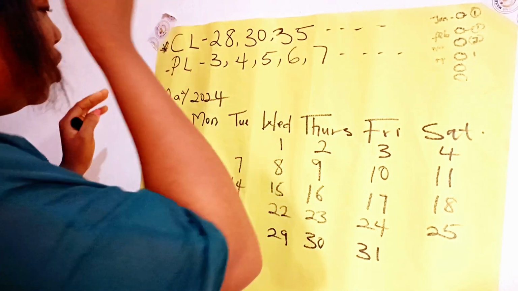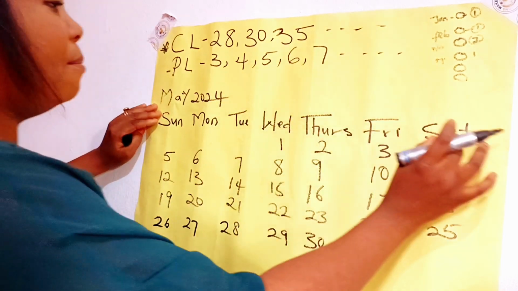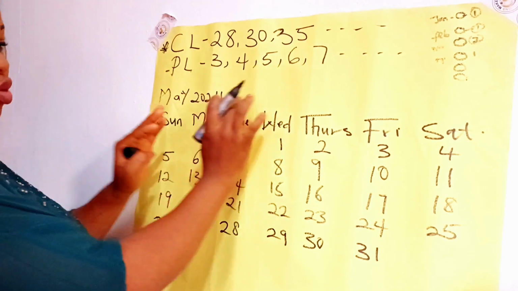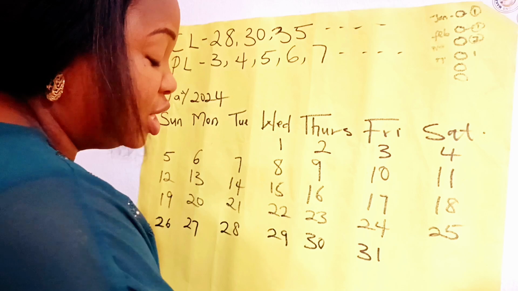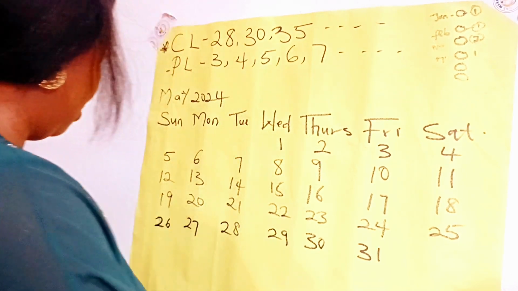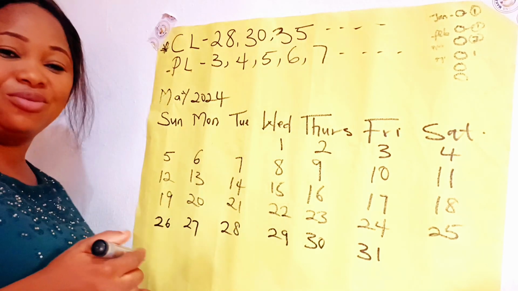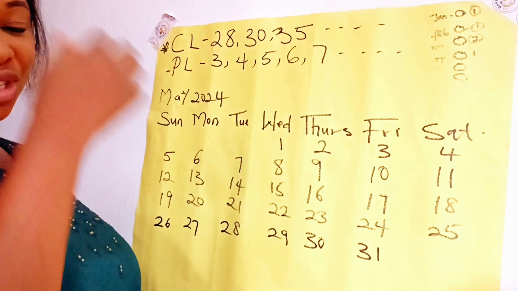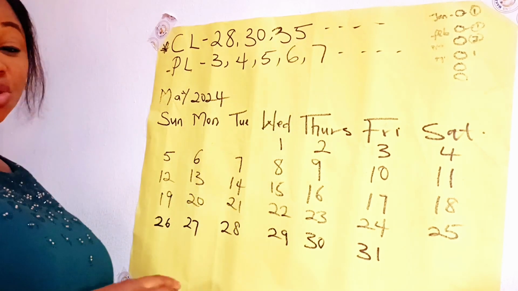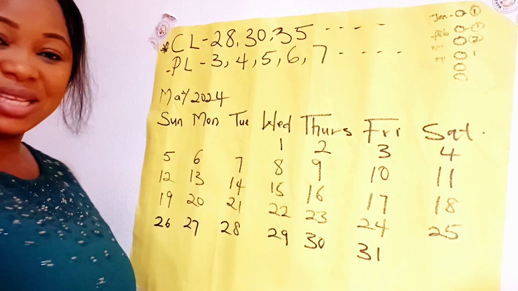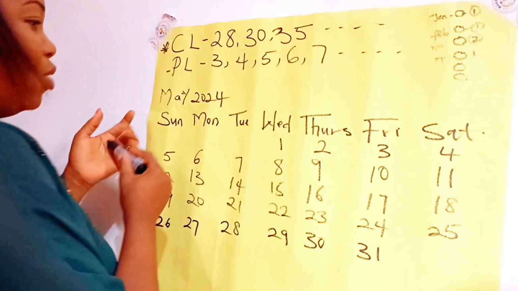Okay, now let me use this May. I have a May 2024 calendar here on the board. Let me use it to teach you cycle length. Because if you don't understand the cycle length, there's no need going further to teach ovulation. So the first thing you must understand, and that is the major requirement, is cycle length.